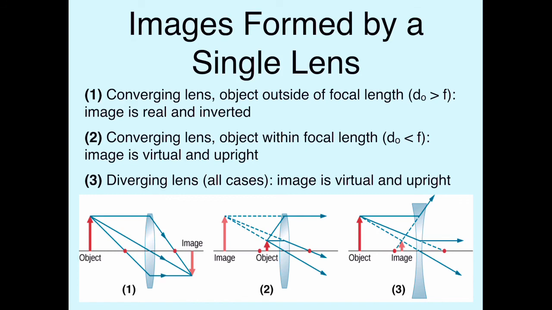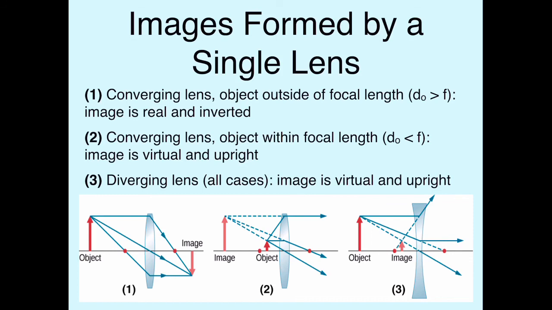Case number 2 is we have a converging lens and the object is inside of the focal length. So DO is less than F. So that's this situation here. We have the object inside of the focal length. If you draw the 3 principal rays, as we did, you'll see that the outgoing rays don't actually converge, which means we have a virtual image. If you trace those outgoing rays back behind the lens, you see a virtual image forms over here, and that virtual image is upright.